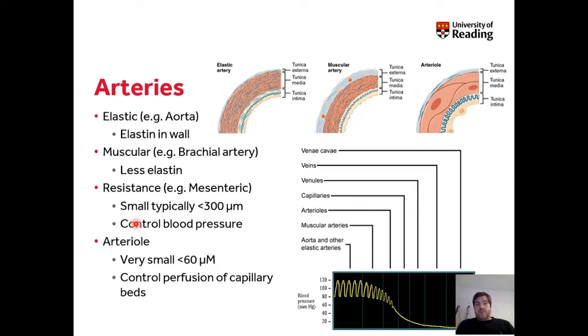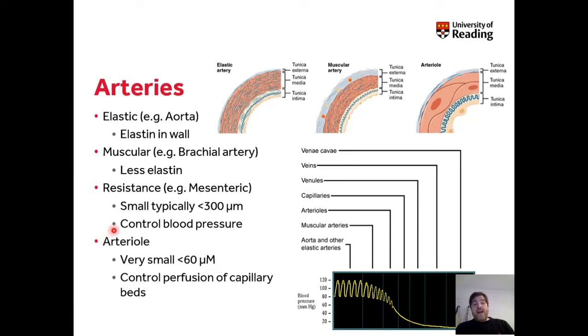They're the ones that are called resistance arteries because they control blood pressure, because it's across this area where we get the largest drop in blood pressure, and therefore the most control over the blood pressure. And again, that's something I'll come back to.